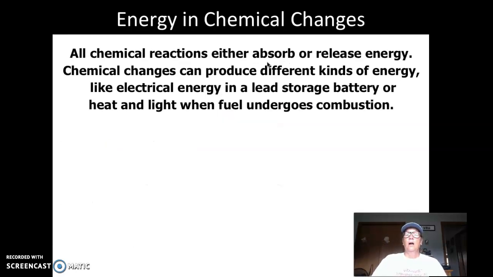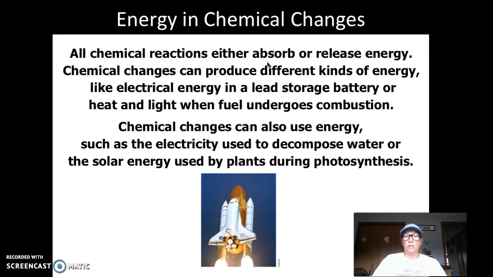Okay, anytime you have a chemical reaction, remember they absorb or release energy. Anytime there's a chemical change, there's going to be a change in energy. They can produce different kinds of energy. There's electrical energy that we use in batteries. There's heat, there's light, there's all kinds of energy, but there's going to be some sort of change in energy.